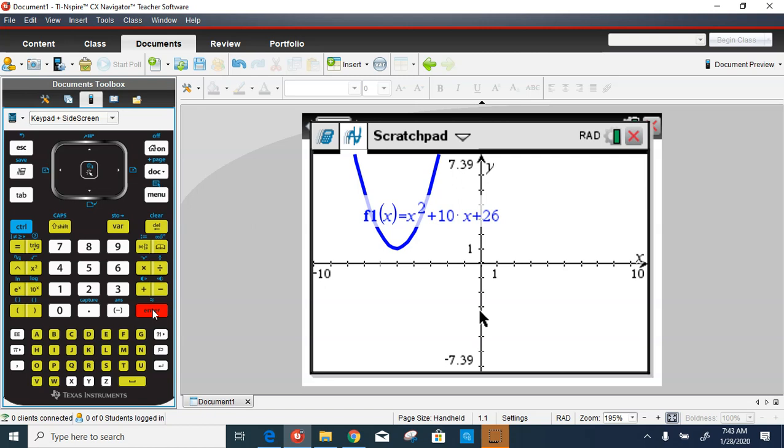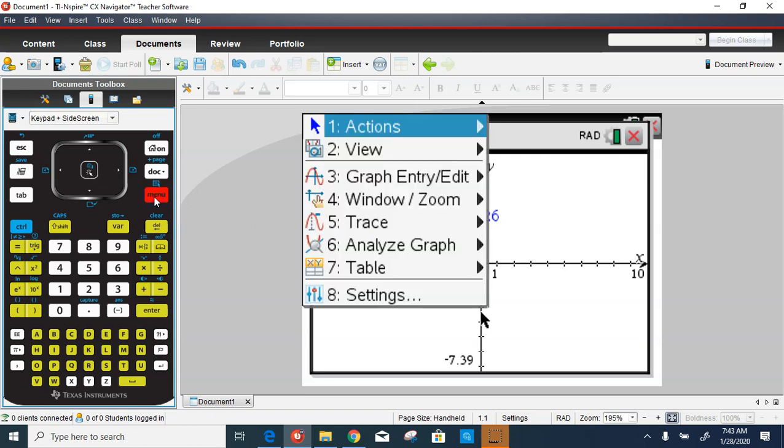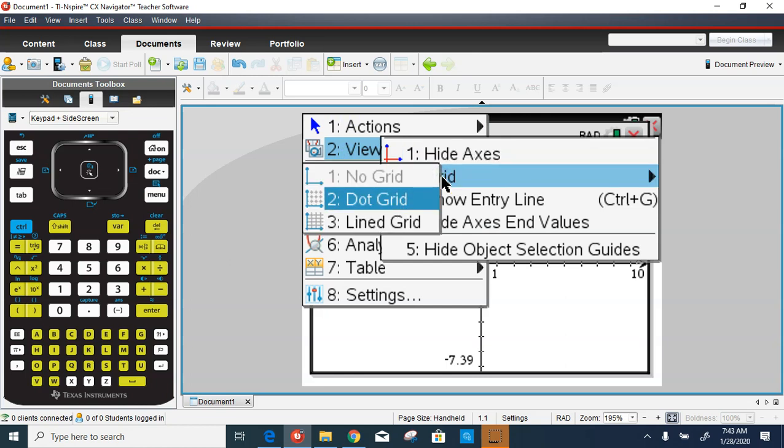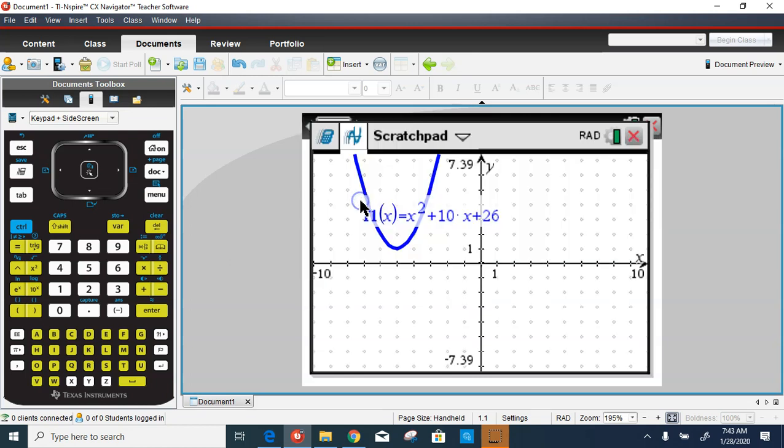which is what our graph is on the worksheet. So a little trick, if you guys have a problem sometimes seeing the points, go to menu, go to view, and you can go to grid. There are two kinds of grids, a dot grid or a line grid. I prefer a dot grid, and that way you can kind of count your points a little better.